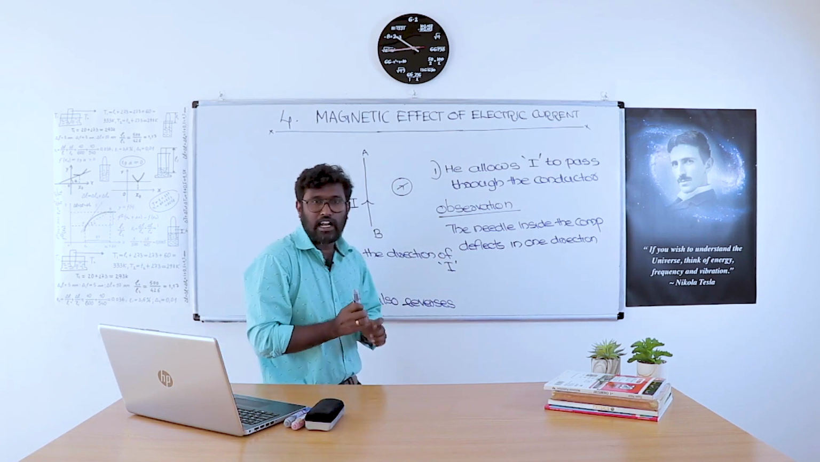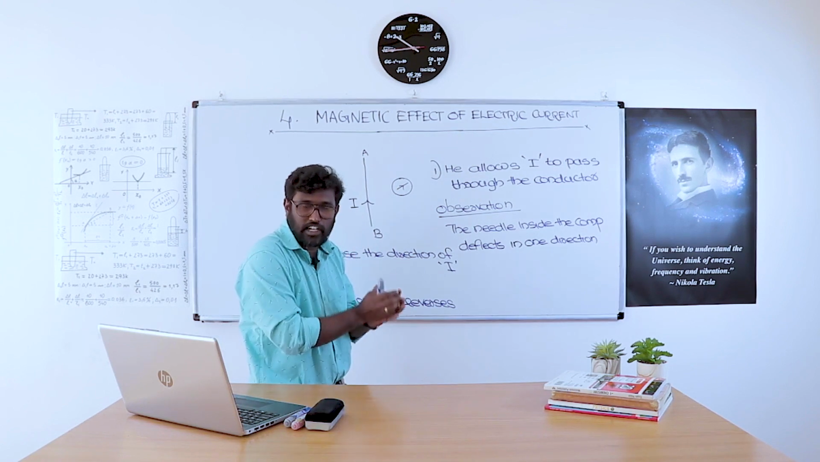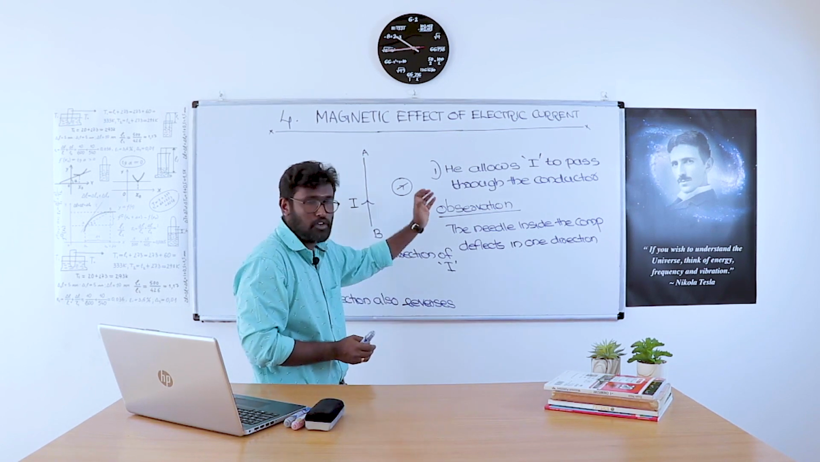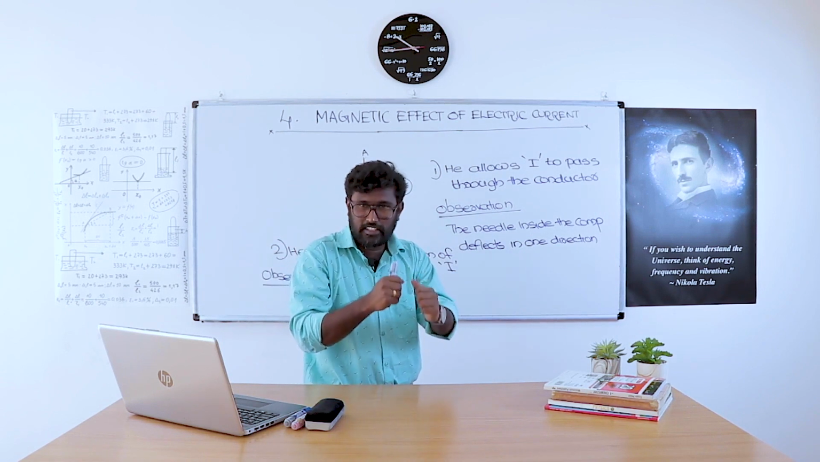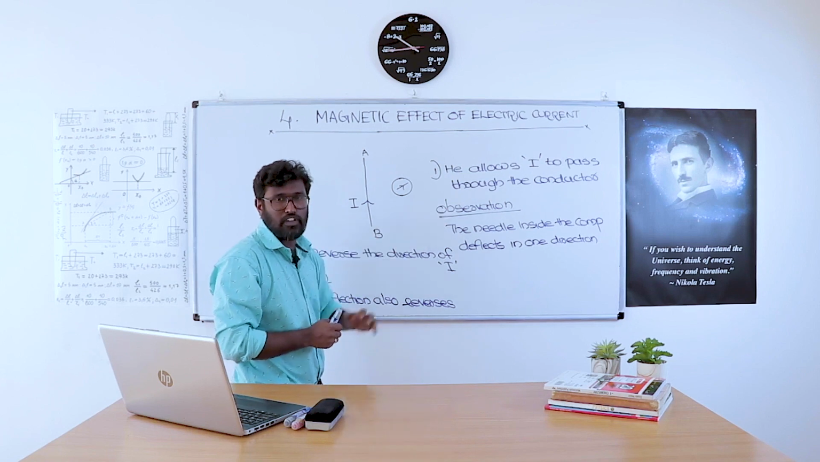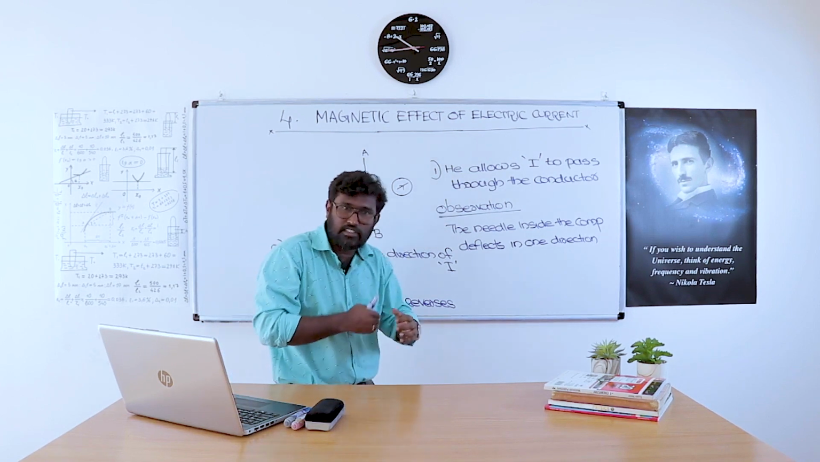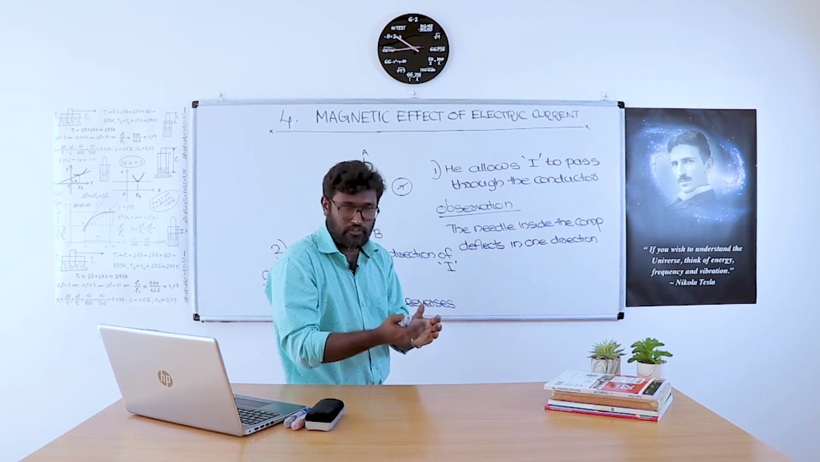So first he allows electric current to pass through the conductor, and he observes that the needle inside the compass deflects. The second thing he did is reverse the direction of electric current. When he reverses the direction, the deflection of the needle also reverses.